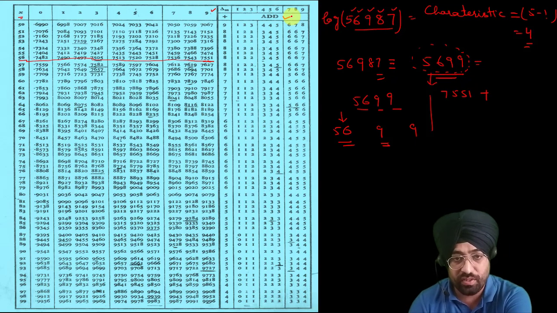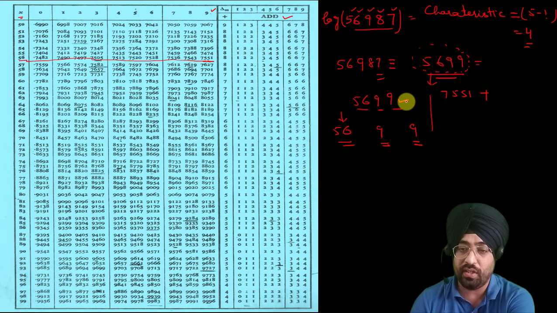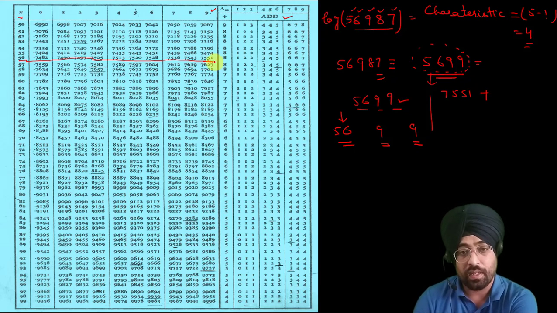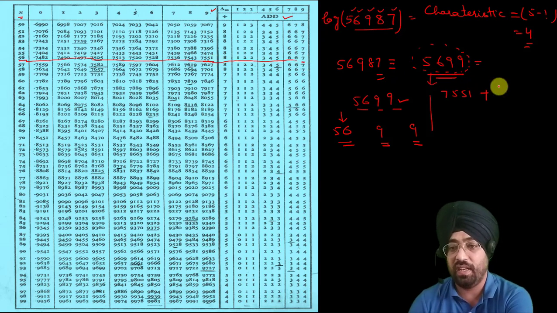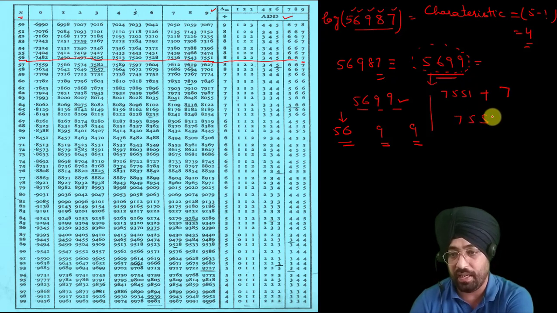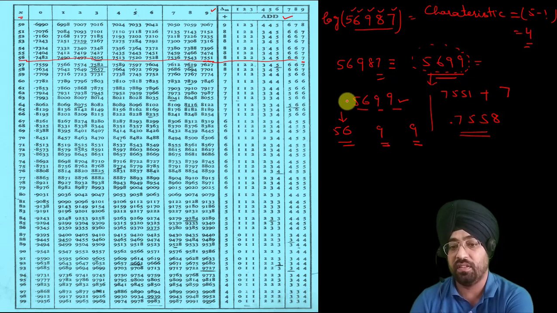Now we have to move this further until we reach which column? Ninth column, because our fourth digit is 9. So let us move left to right until we reach here. So this is our ninth column, so its value is 7. So we will add 7, so it will become 7558. Then we add a decimal, so that is this value of mantissa.